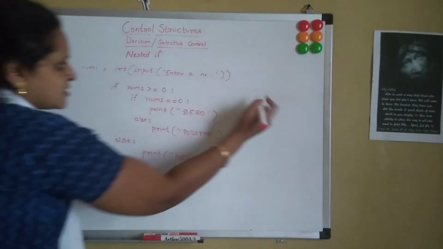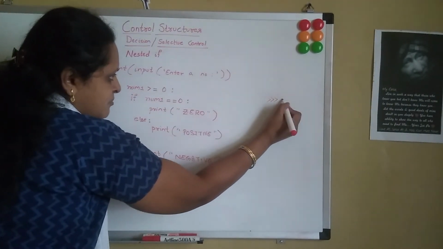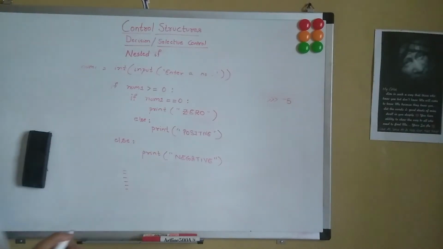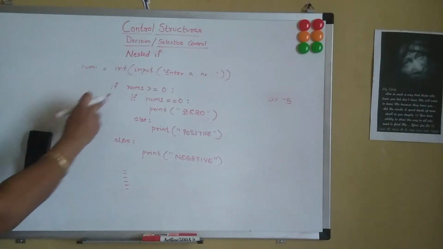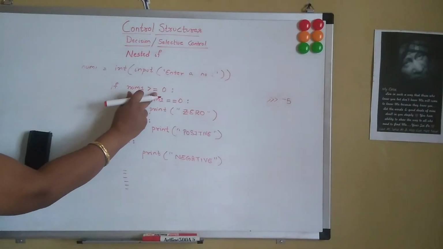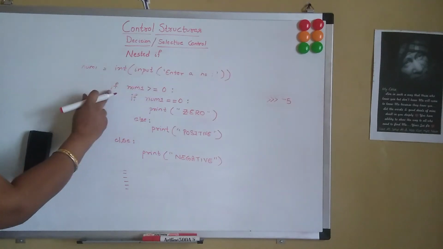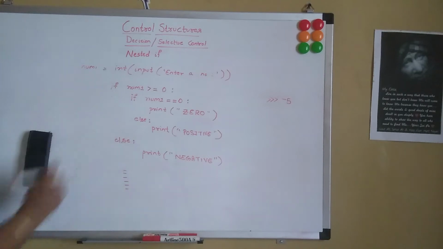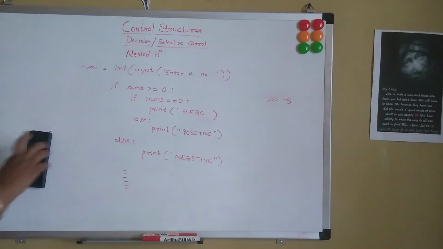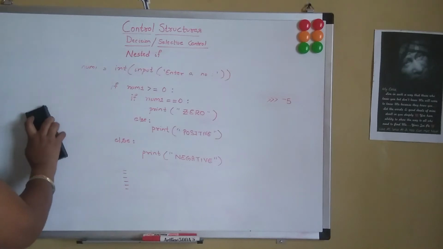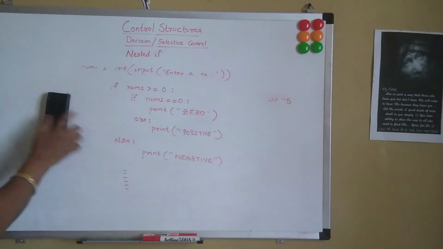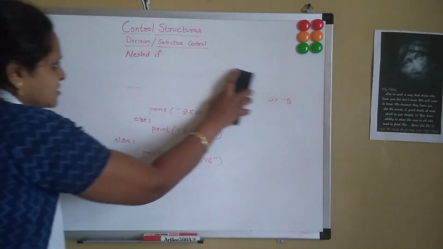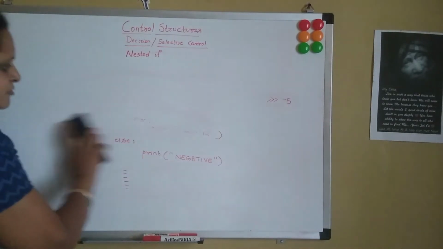And now if the user enters the number -5, the first if statement turns out to be false because it is not greater than or equal to 0. So it comes to the else statement and it prints negative. So this is how nested if works in Python. It's an example for nested if condition. Hope so friends, this is clear for you.